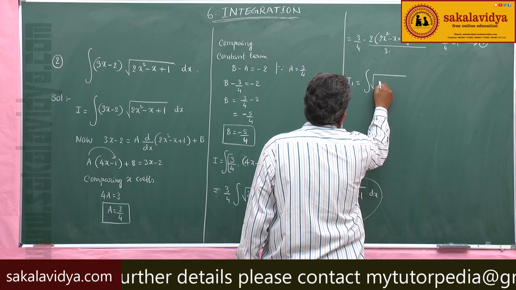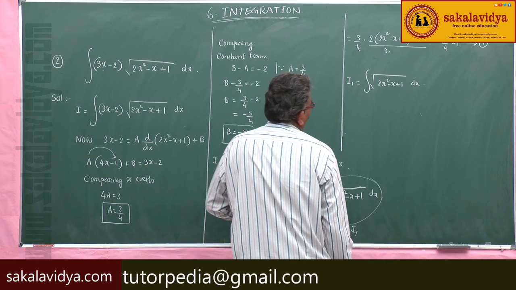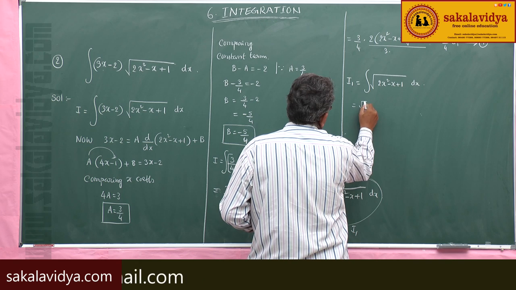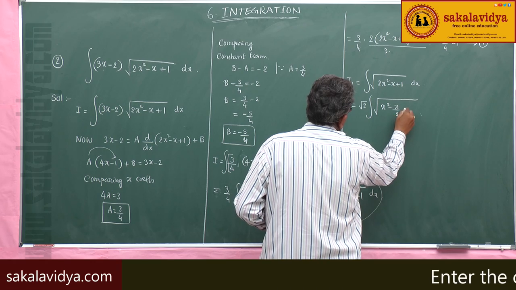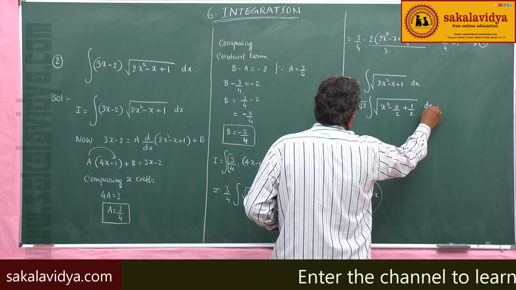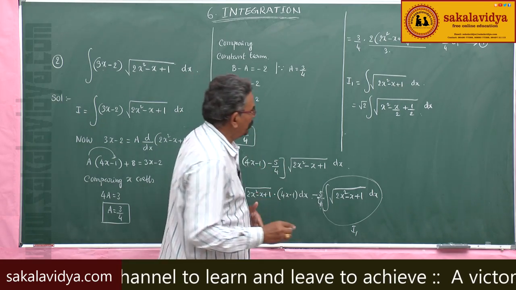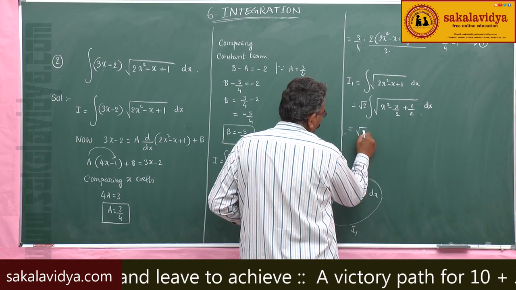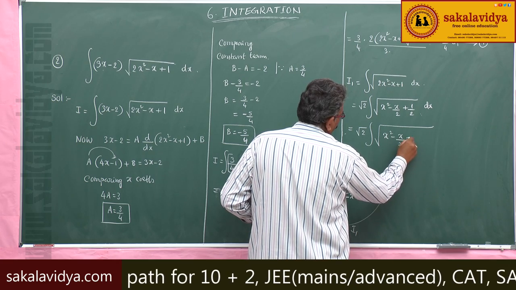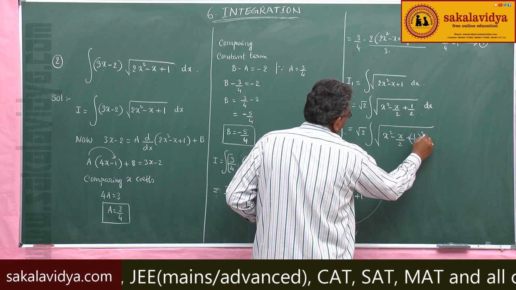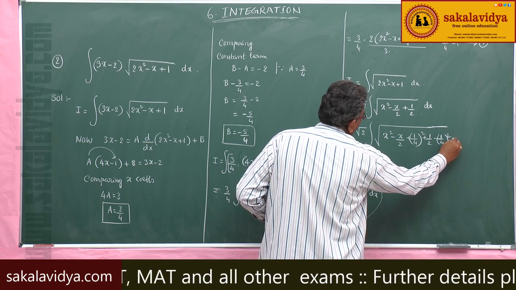integral root of 2 x square minus x plus 1 dx. So, now take 2 common, that becomes root 2 common, integral root of x square minus x by 2 plus 1 by 2 dx. Here x coefficient is minus 1 by 2, multiply with 1 by 2, 1 by 4. So that means root 2 integral root of x square minus x by 2, plus 1 by 4 whole square, plus of minus 1 by 4 whole square dx.